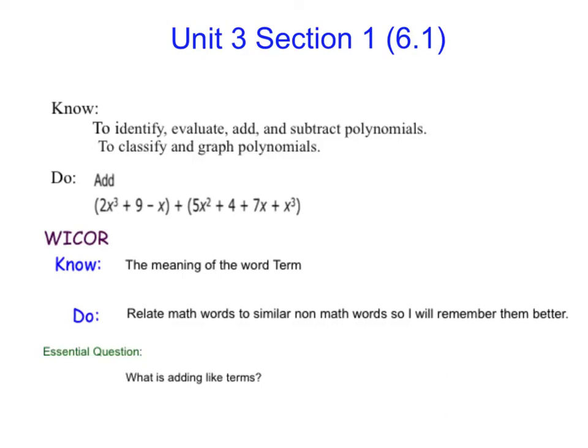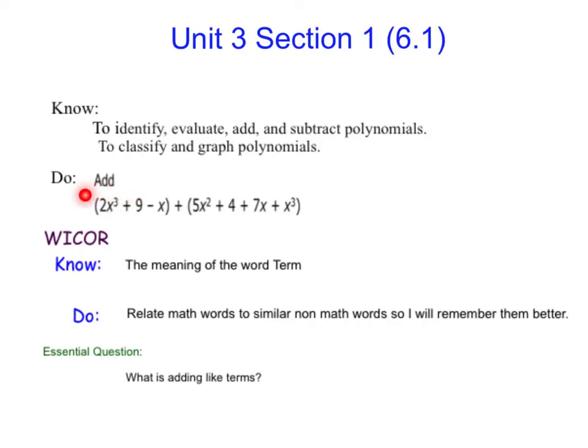Today, folks, we are going to start Unit 3. So, Unit 3, Section 1, which in your textbook is Chapter 6.1, we are going to take a look at how to identify and evaluate, add, and subtract polynomials. We are also going to look at classifying and graphing polynomials as well. And when you're all done today, you're going to be able to add polynomials such as this.